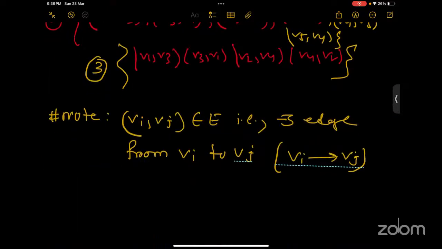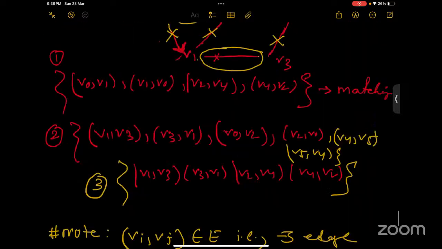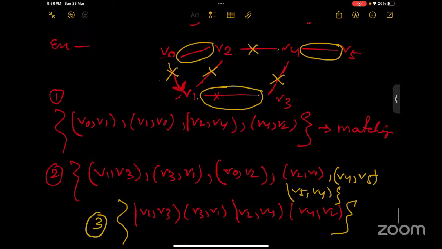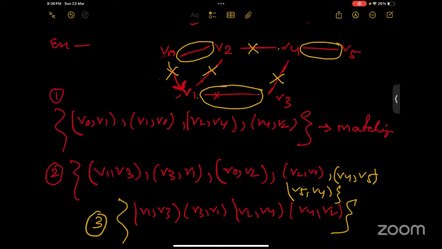But if it is a directed graph, if we take V1, V3, we should not take V3, V1. We should take only once. No, here you are taking two. If you have direction, like here, V1, V3 is the undirected edge, right? So you are taking two. If it is directed, we should take only one.